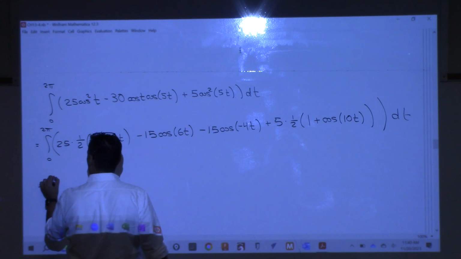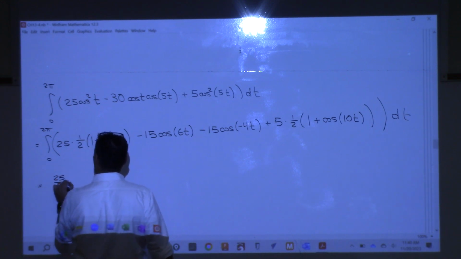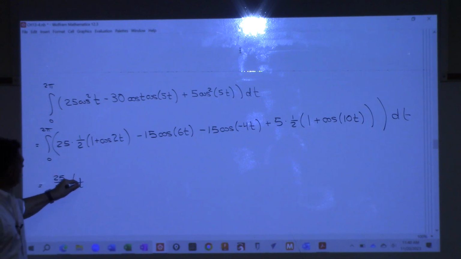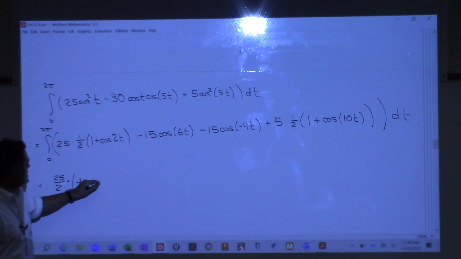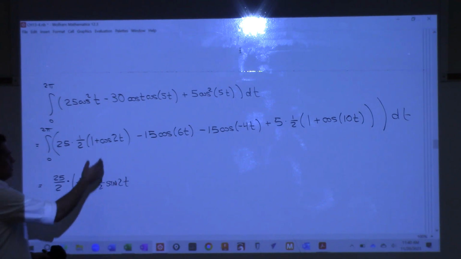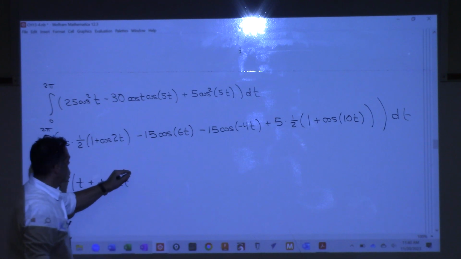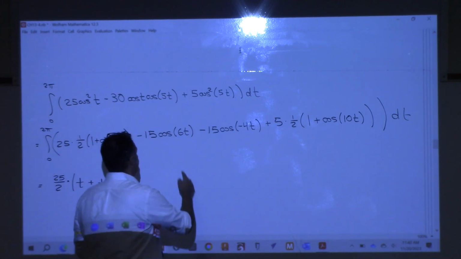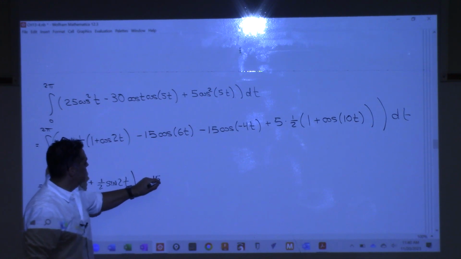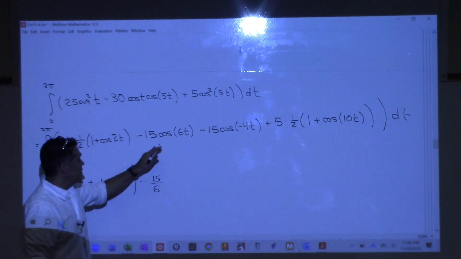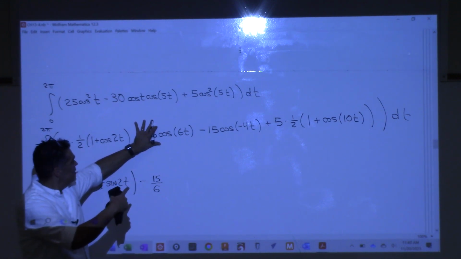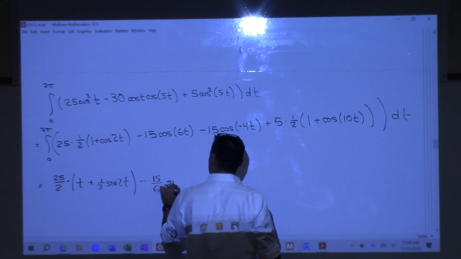All right, this is 25 over 2. That's just this. And now I'm going to do the antiderivative of those separately. So t plus a half sine 2t. That's the antiderivative of this, right? Okay, let's see. For this one, minus 15 over 6, because the antiderivative of that would be 1/6 sine 6t. So 15 over 6 sine 6t.